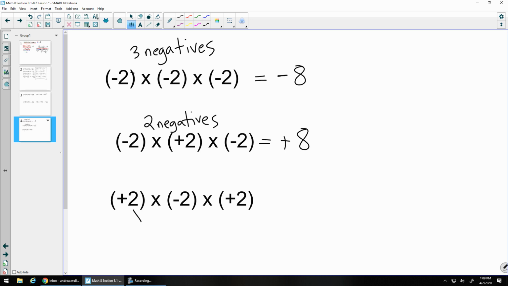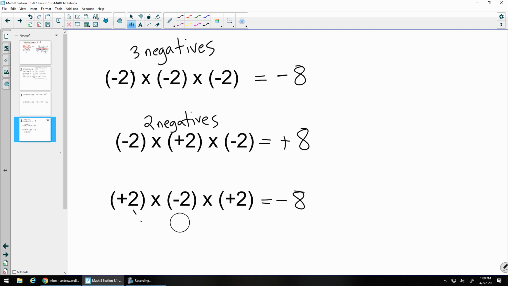Well, 2 times 2 is 4, plus 2, positive 2 times negative 2 is going to be a negative 4, because it's 1 positive, 1 negative. I'm then having to multiply that, bring this positive 2 down, by positive 2. Negative 4 times positive 2 is 8. It's a negative and a positive, so that's negative again, so I have negative 8.